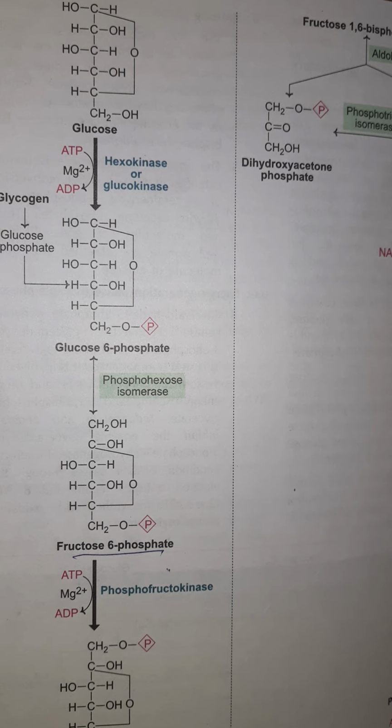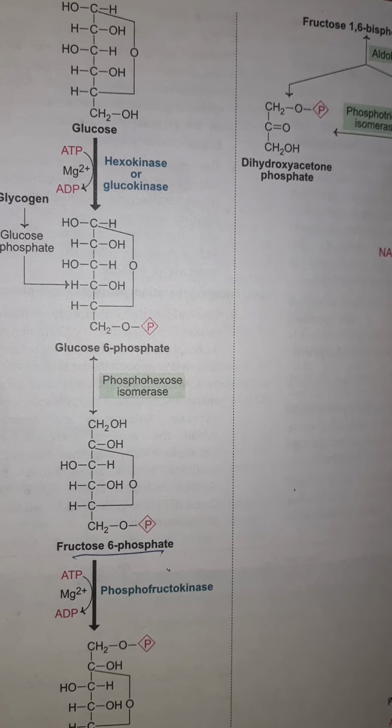Here, the glucose is phosphorylated to glucose 6-phosphate in the presence of the enzyme hexokinase or glucokinase, and it utilizes one molecule of ATP and requires magnesium ion. In this process, it consumes one ATP molecule, that is the energy investment phase.